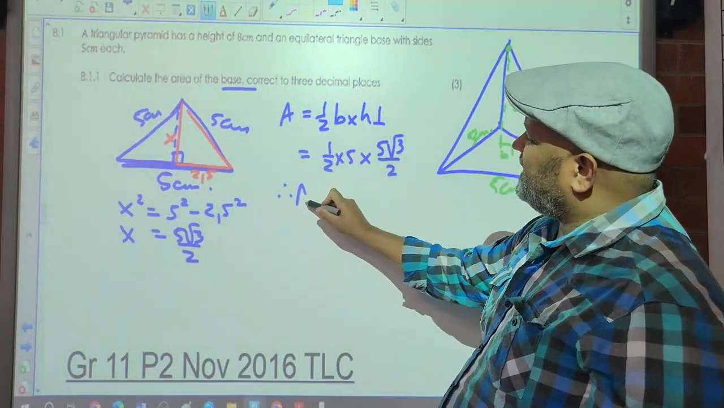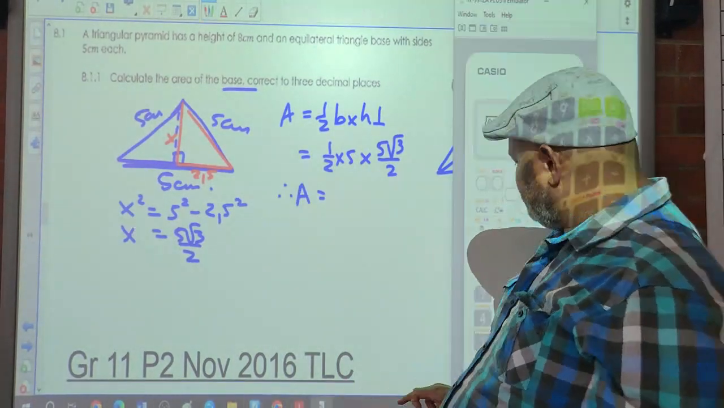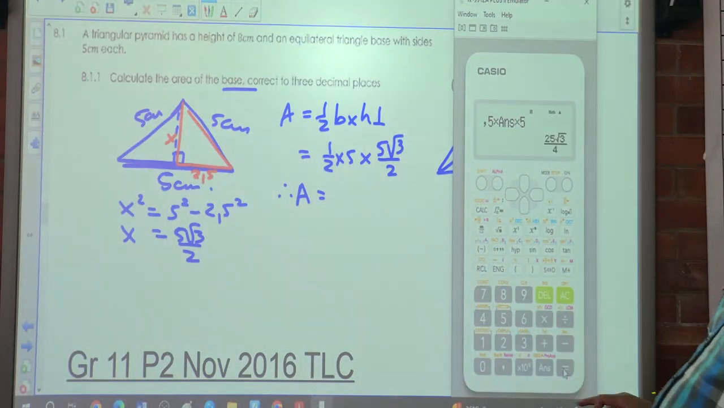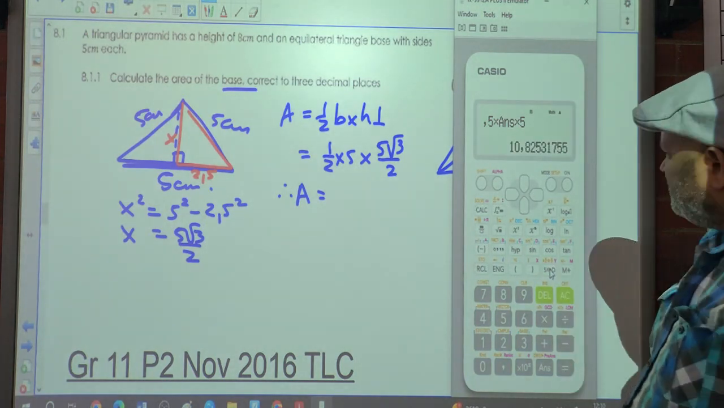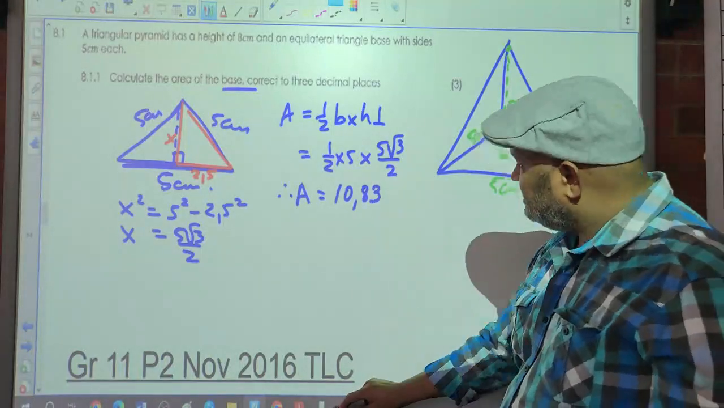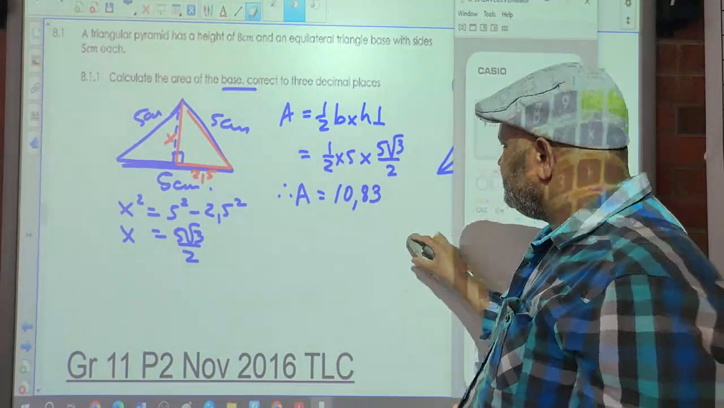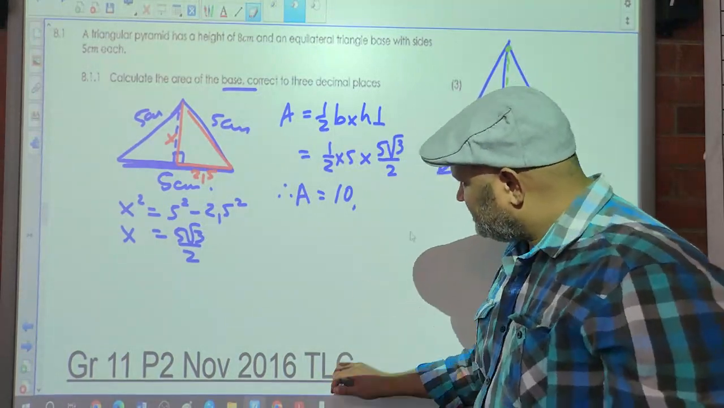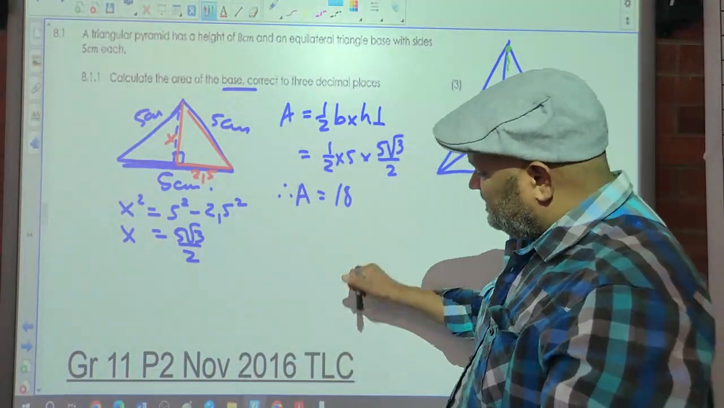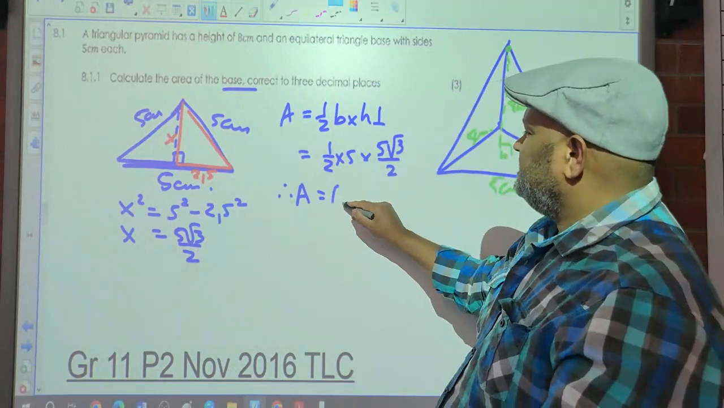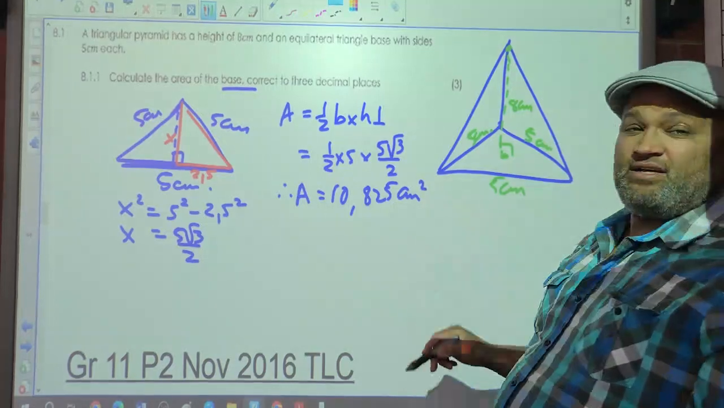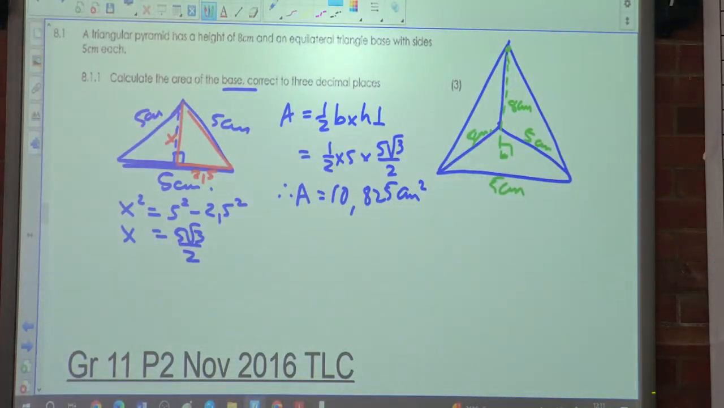So therefore the area of this base is going to be a half times 5 root 3 over 2 times 5. Gives you 25 root 3 over 4, which is 10.83. Is that correct? Yes, sir. 10.825. Is that correct? Where's the memo? Okay.